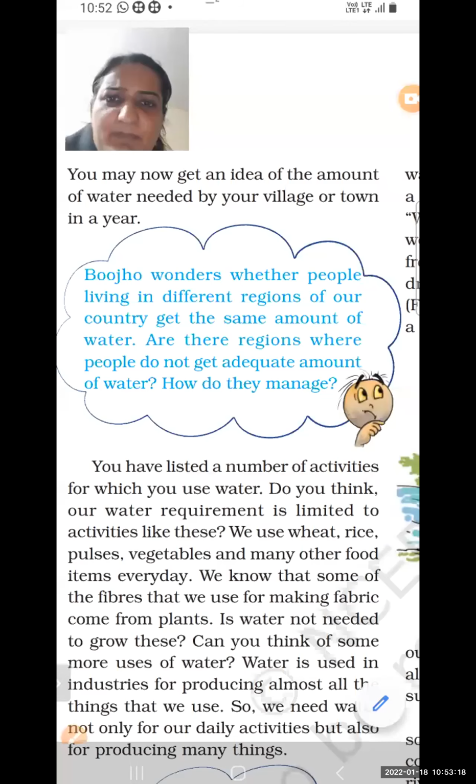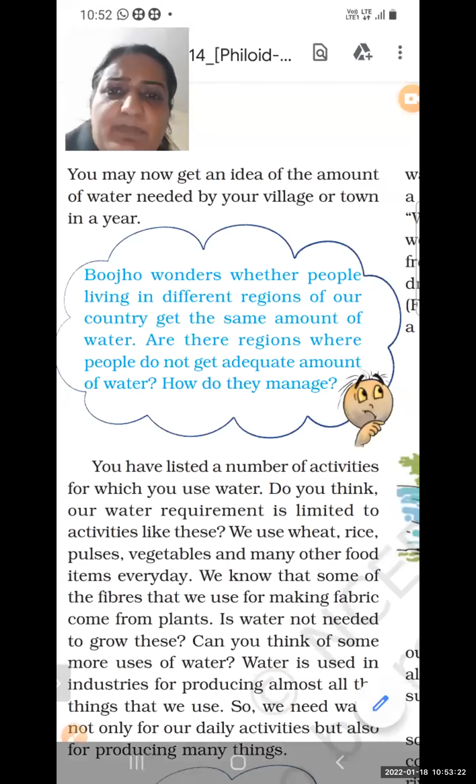Pujo wonders whether people living in different regions of our country get the same amount of water, or do not get an adequate amount of water. How? In India, there are many reasons for a shortage of water.